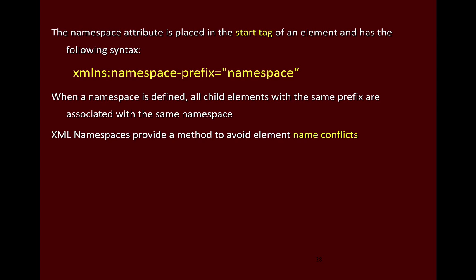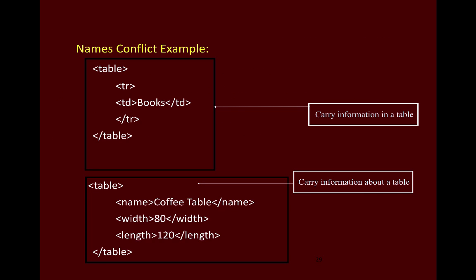And then you can also have namespace attributes. So remember that a namespace is used to resolve name conflict. If you consider here an overloading or overuse of the element name table, right? So in the first case, table refers to an HTML table. In the bottom case, the table actually refers to a physical table. So you're referring to information about a table. It's a coffee table, and there's a width and length of that table.